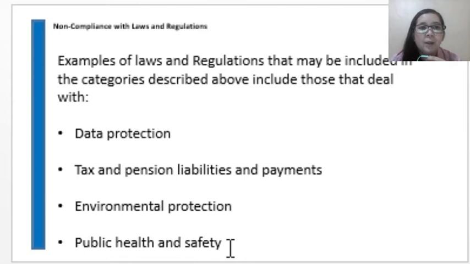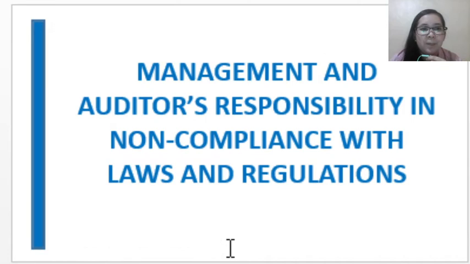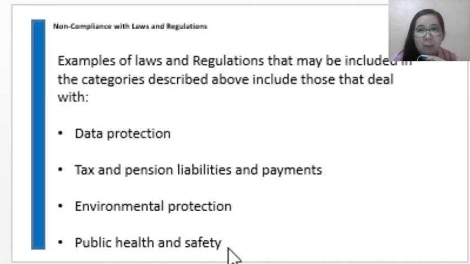Okay, another is tax and pension liabilities and payments. If the entity violates such, it has a direct effect on the FS, as mentioned in the types of non-compliance. Another is environmental protection, public health and safety. Okay, those are the different examples of laws and regulations that may be included, that the entity is required to comply with.